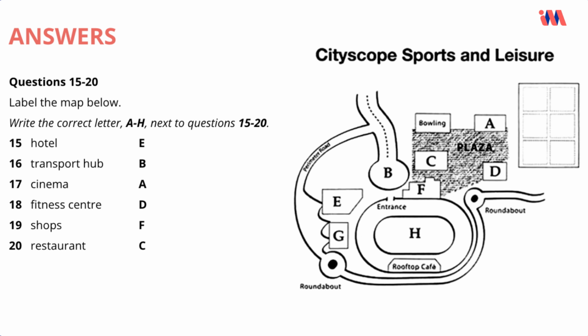Cinema, the answer is A. Fitness center, the answer is D. They have clearly explained about the plaza and the other different categories around the plaza, that is bowling, A building, C building and D building. So you have to carefully listen to all these 4 areas and get the answer. The shops is F, which is just near the entrance on the right hand side, and the restaurant is just opposite to the shops, where people can move to the plaza or they can just move forward from the shops, which is actually the letter C.